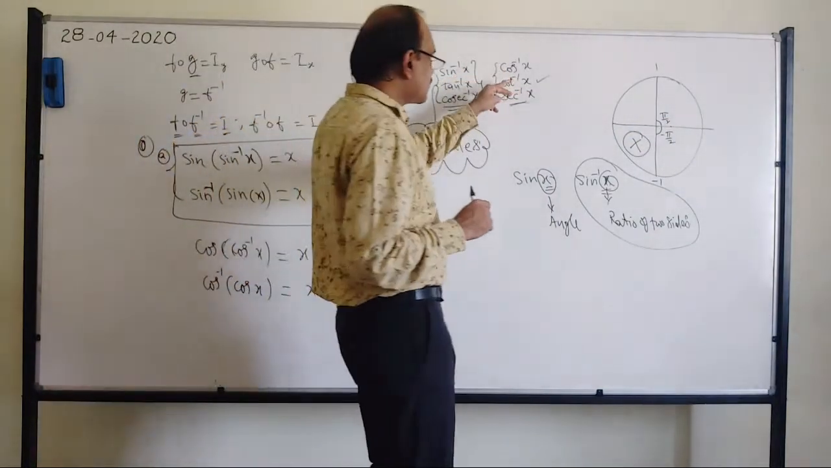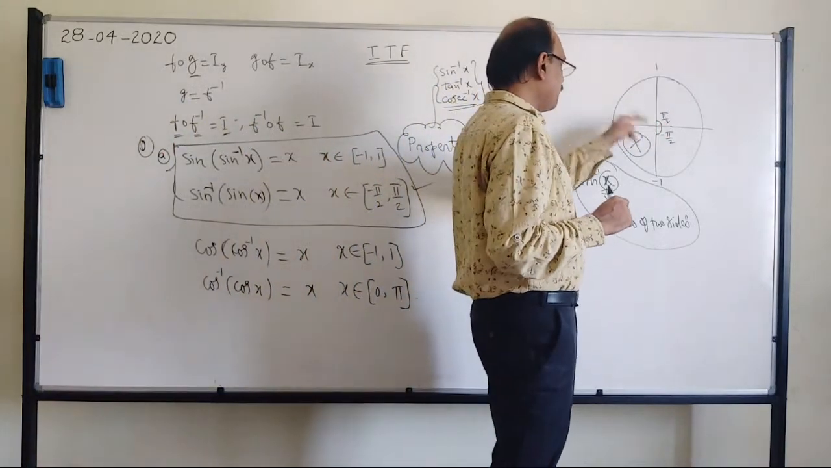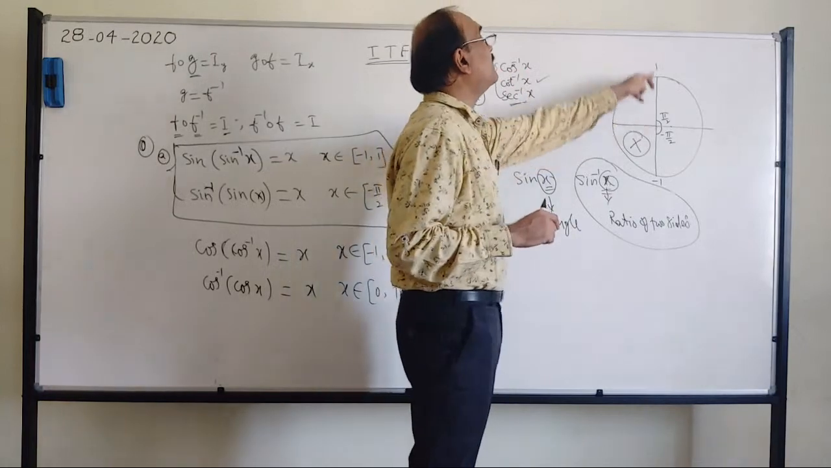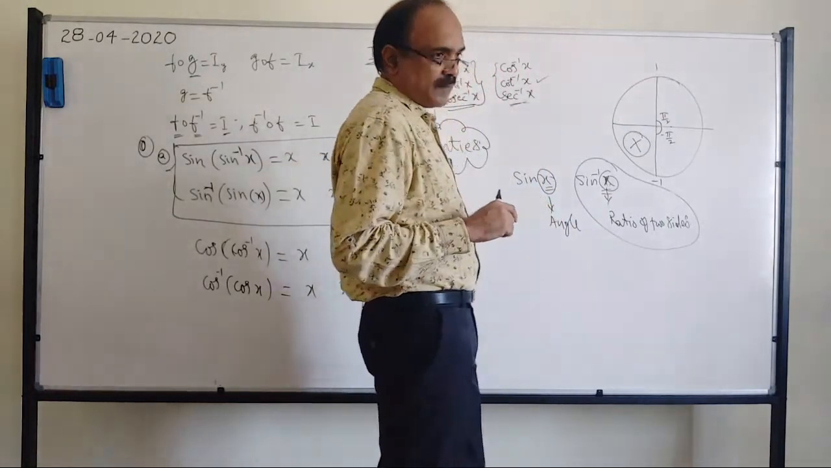Similarly for cos, cot and secant, it is 0 to pi. It is a closed bracket, it is an open bracket. Here it is minus pi by 2 because we cannot define secant pi by 2.